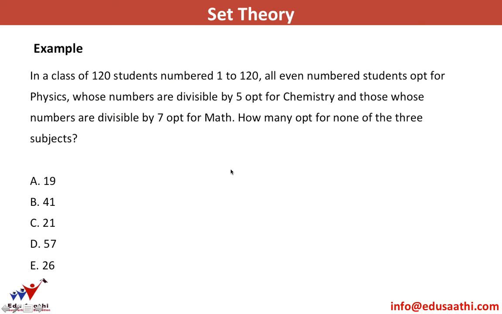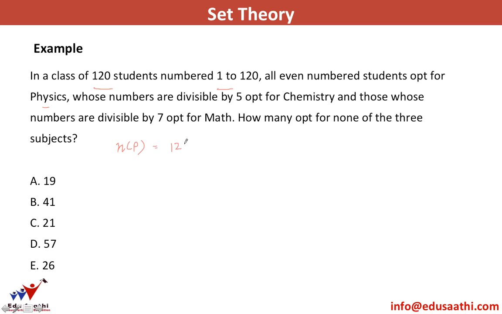Let's move ahead. Let's consider this question for more clarity on the concept. In a class of 120 students numbered from 1 to 120, all even numbered students opt for physics, and those whose numbers are divisible by 5 opt for chemistry.